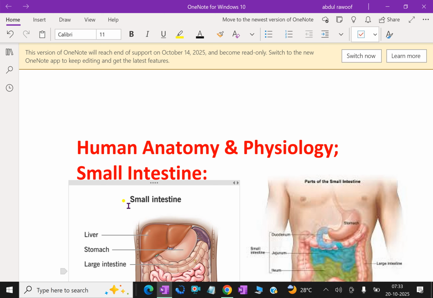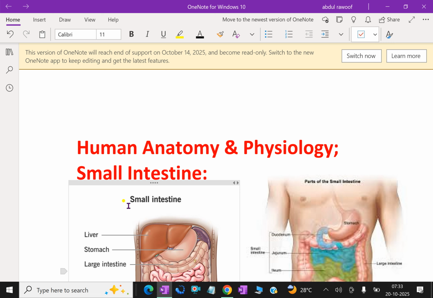Intestinal juice. About 1500 ml of intestinal juice is secreted daily by the glands of the small intestine. It is slightly basic, that is alkaline, and consists of water, mucus, and mineral salts.